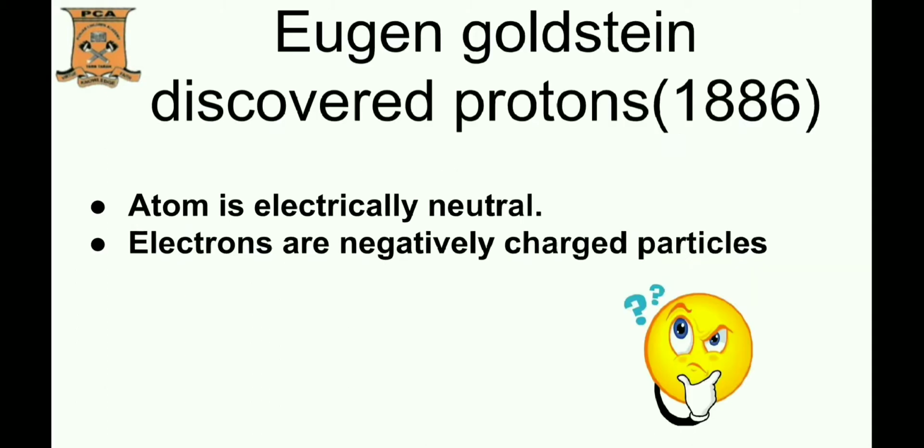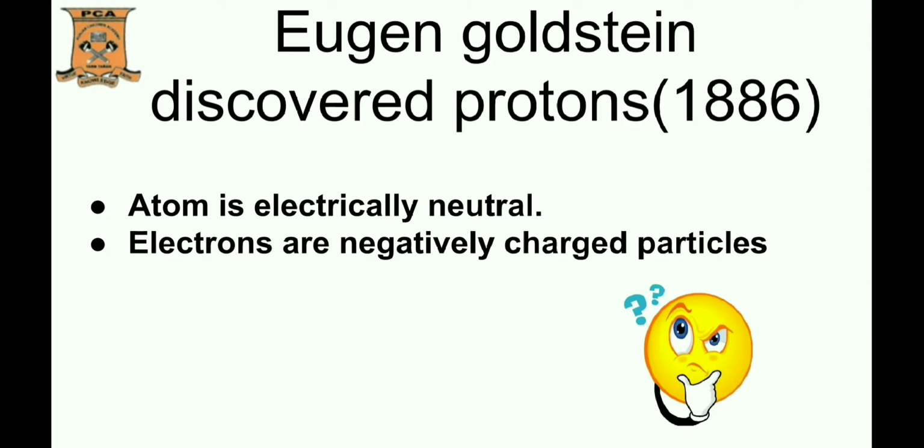So in the last class we had done the discovery of electrons, and J.J. Thomson is the one who had discovered the electrons, and these electrons were the negatively charged particles. An atom is electrically neutral in nature and electrons are negatively charged particles.